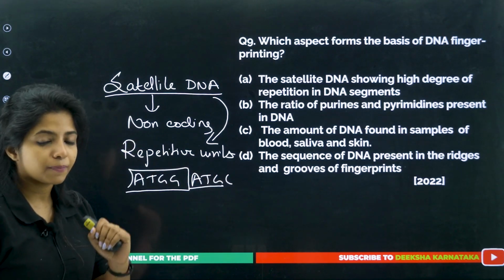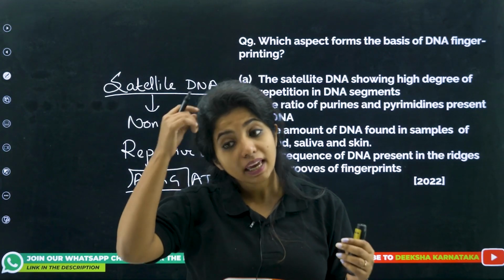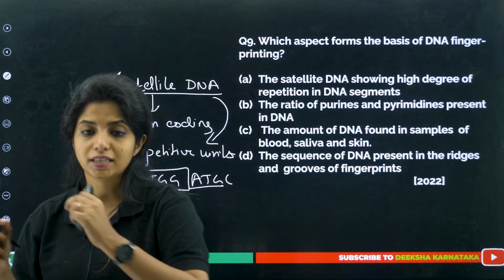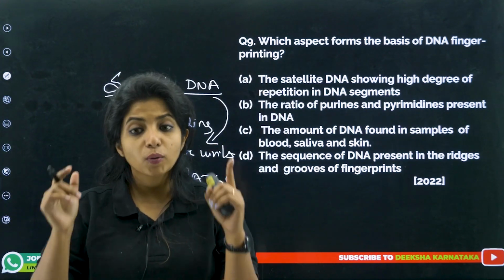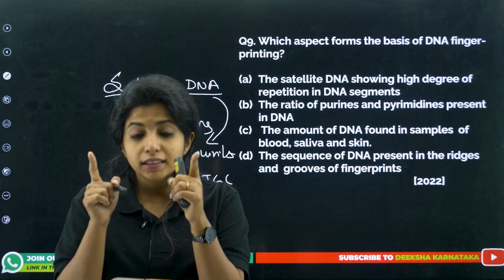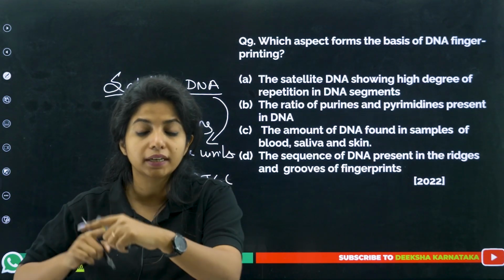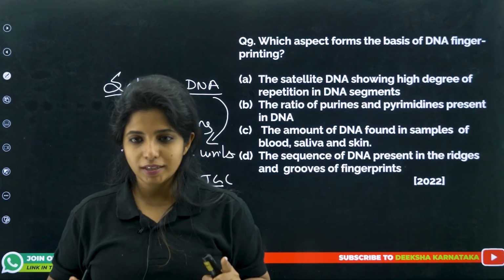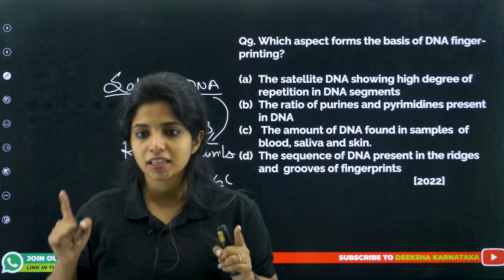Now, for example, I committed a crime and my hair follicles are found. They did the testing and found my DNA. They found the sequence which was repeated again and again. They took that sequence.